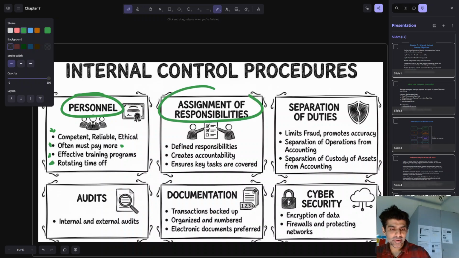Okay, assignment of responsibilities. So you want to have each role defined and have clear responsibilities. This is not just a fraud thing, this is an efficiency thing. If you're not telling people what they're responsible for, important business processes or tasks could go undone. So it's imperative for the business to make sure that every employee knows exactly what they're accountable and responsible for. This is just something towards efficiency, good business practice. Okay, separation of duties.